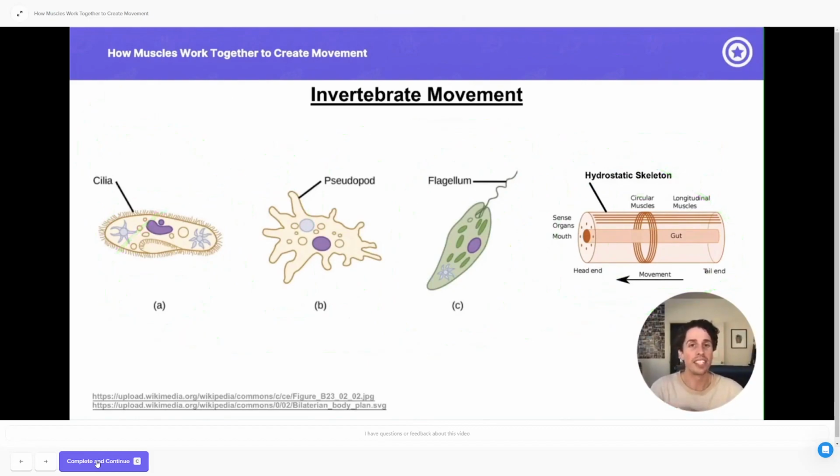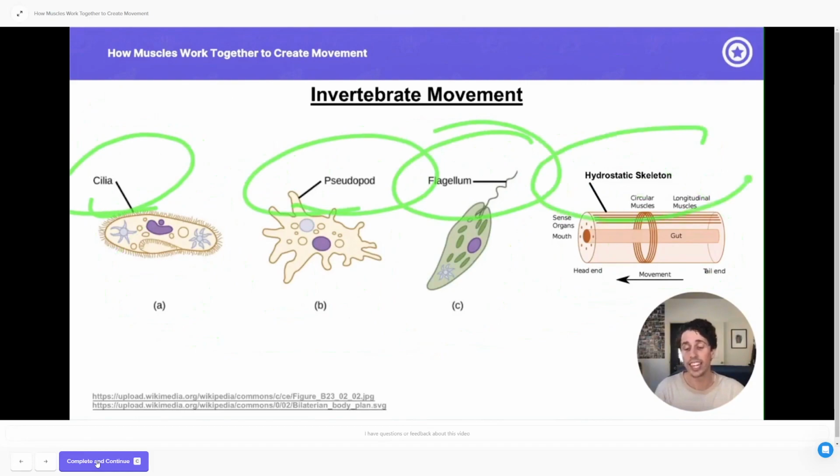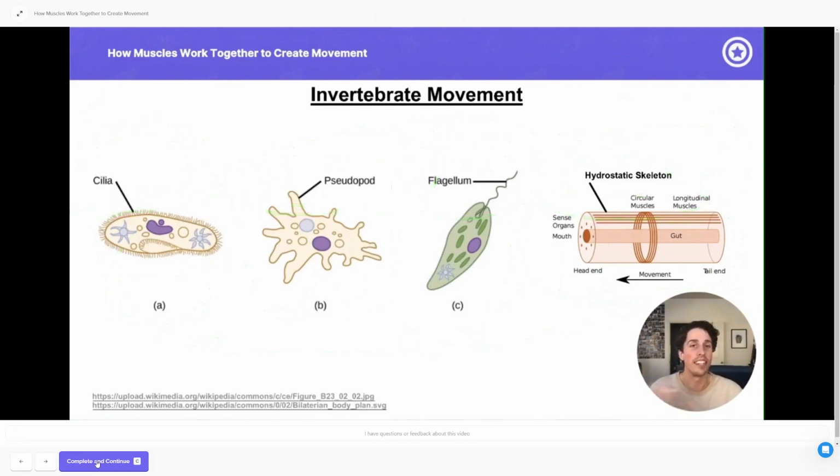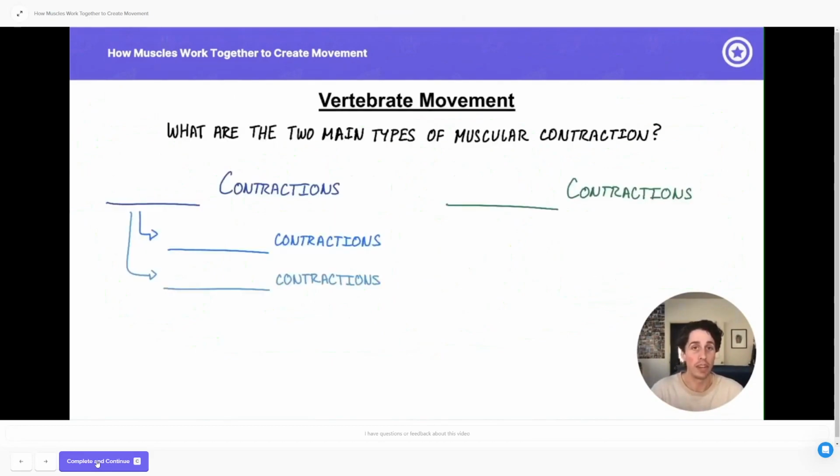But I just wanted to make you aware that we have these different types of movement depending on what type of organism we are. So we're going to have cilia, pseudopods, flagella, and hydrostatic skeletons, and those will help these invertebrate organisms move around. All right, so let's go ahead and talk about vertebrate movement now.